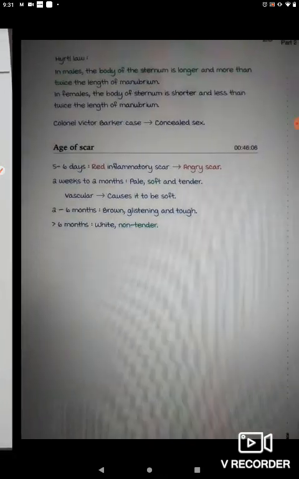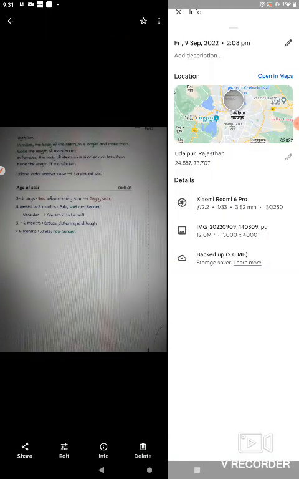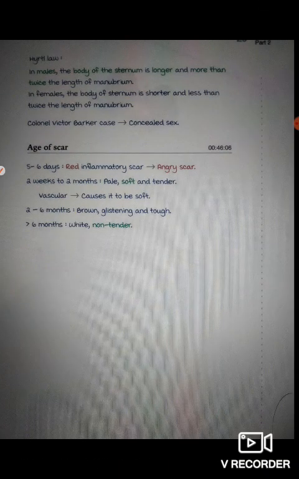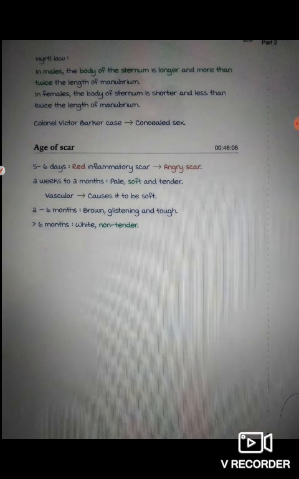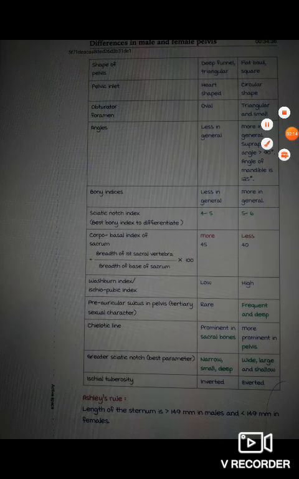This was all about this chapter. So the red inflammatory scar, pale soft tender, brown glistening tough, white non-tender after the 6th week. Also seen Colonel Victor Barker test. This is all.